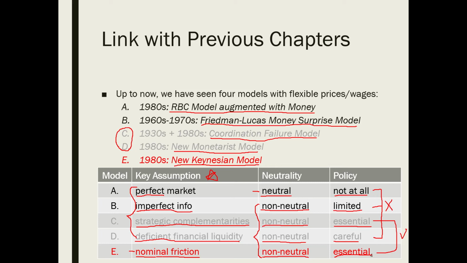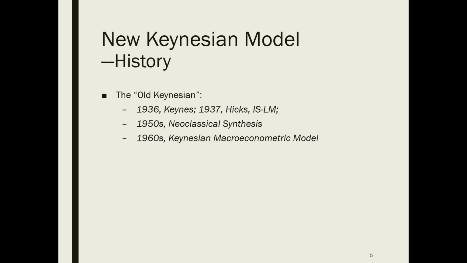Please note that in this module, for the exam purpose, you don't need to understand Model C and D. What we are going to test is only on A, B, and E. That is the RBC model, the Friedman-Lucas model, and the new Keynesian model. Therefore, to understand the new Keynesian model, let's look at the history of how Keynes' idea evolves over time.